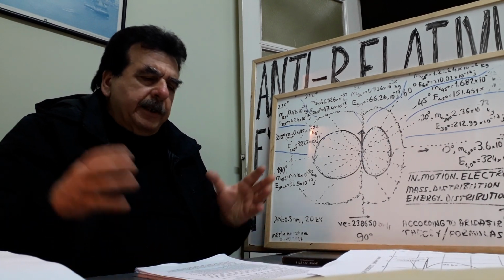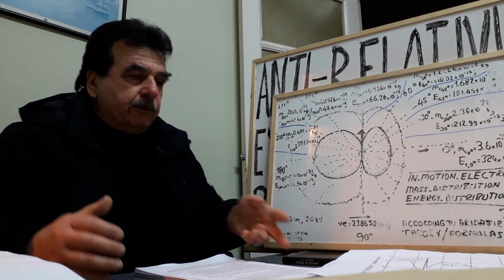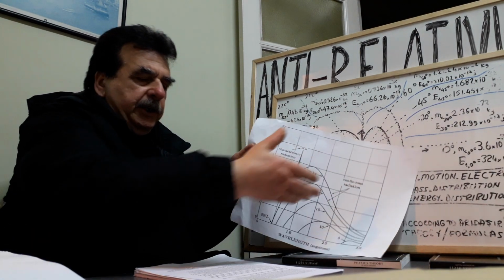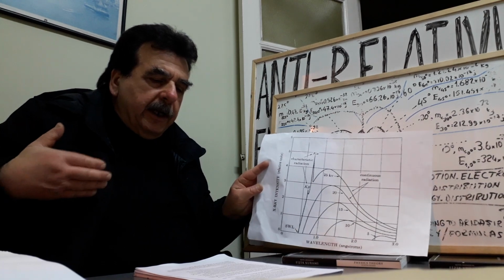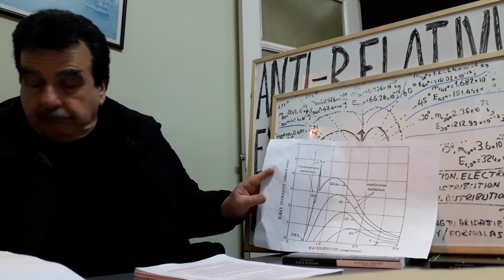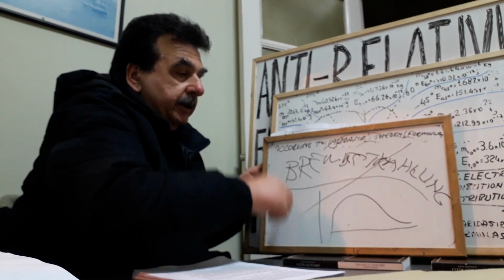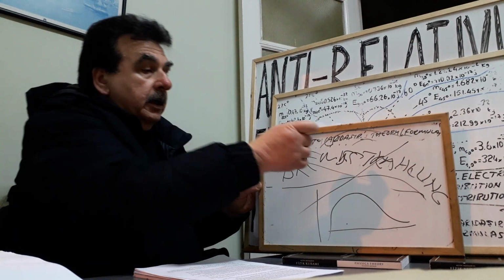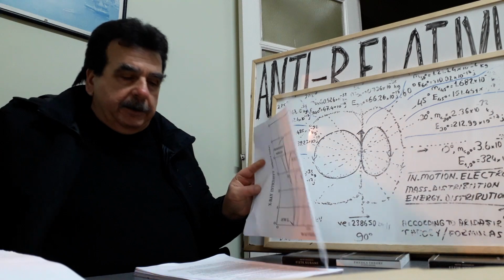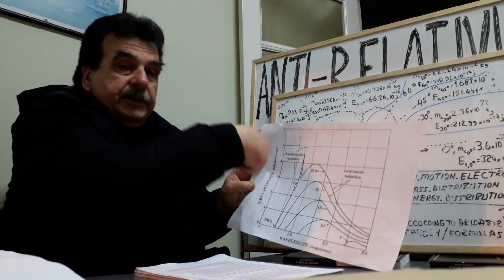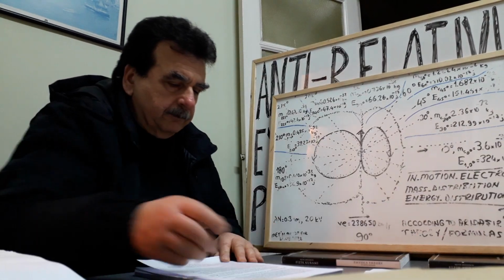Eventually, you cannot explain the intensity, energy, wavelength, and charge change by accelerating the electrons with the Bremsstrahlung idea. You cannot explain these continuous spectrums with the Bremsstrahlung idea.